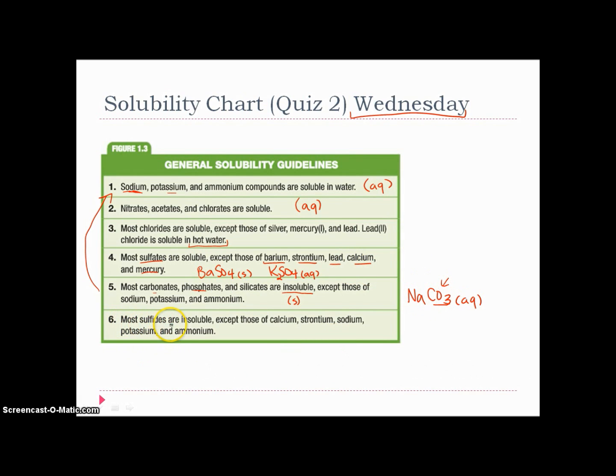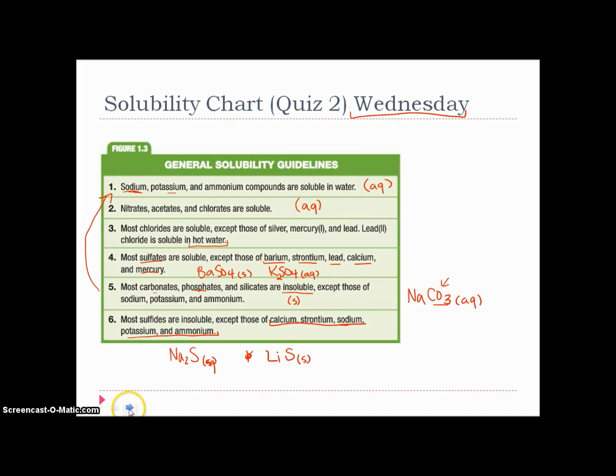And then most sulfides are insoluble, so anything bonded with sulfur. So you have this is going to be a solid. Except, whoops, that's going to be aqueous. I didn't read because it was sodium, it'll be aqueous. But if it's, let's see, one that's not on there, lithium sulfide is going to be a solid. So you have just these couple that you would have to recognize and know that it would be aqueous with them right here. Okay? All right, I hope this clears up any questions.